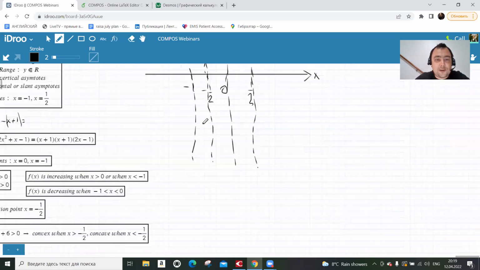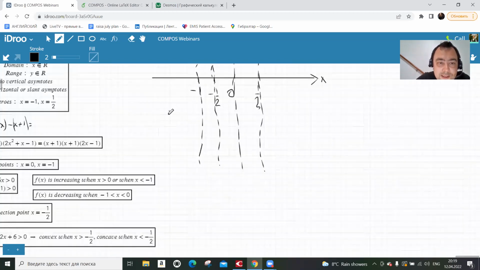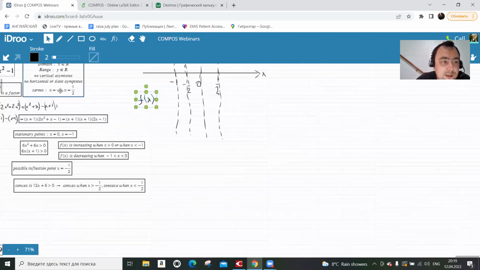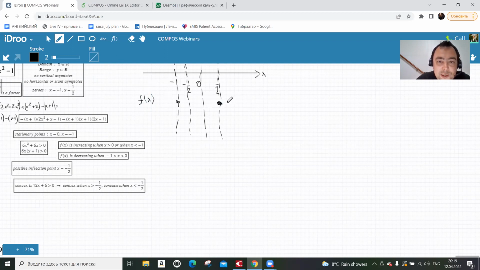Right. So you write down f of x. So the zeros: -1 is a zero of the function, 0 is a zero of the function, and a half is a zero of the function. So if a half is a zero of the function, to the right of 1/2 it's going to be positive. And you can easily check that.